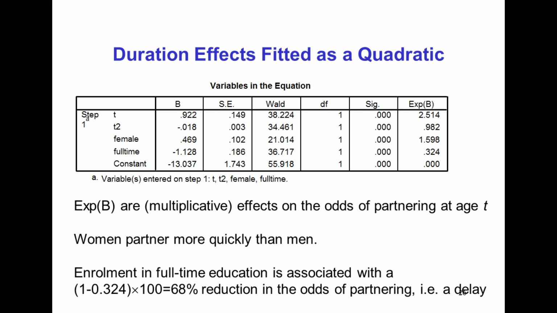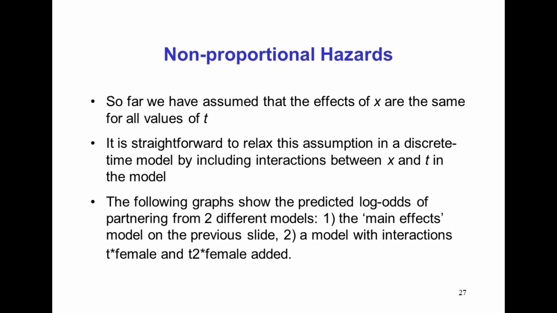Okay, so let me just finish really by talking about non-proportional hazards. We've assumed that the effects of, say, gender are the same at every age. And it's important always to test this. In discrete time, allowing for non-proportional effects is essentially just fitting an interaction between the time variable and the variable that you think has a non-proportional effect. But let me just show you this graphically, show you what this means in practice.